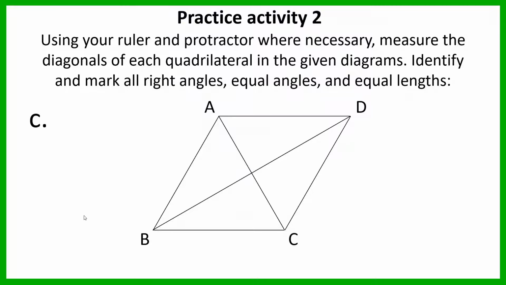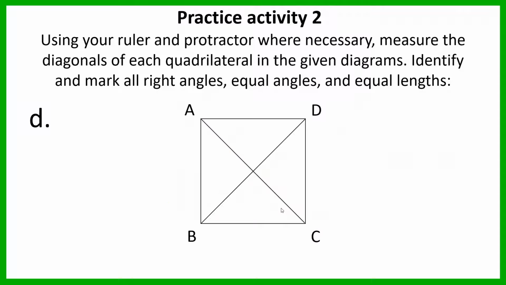Okay, so for the rhombus, you should have found that these two are equal and these two are also equal, so the diagonals both bisect each other. You should also have found that they are perpendicular to each other. You should also have found that the diagonals bisect the angles in the rhombus like that. Okay, now let's go on to the next one, which is the square. You have 30 seconds again.